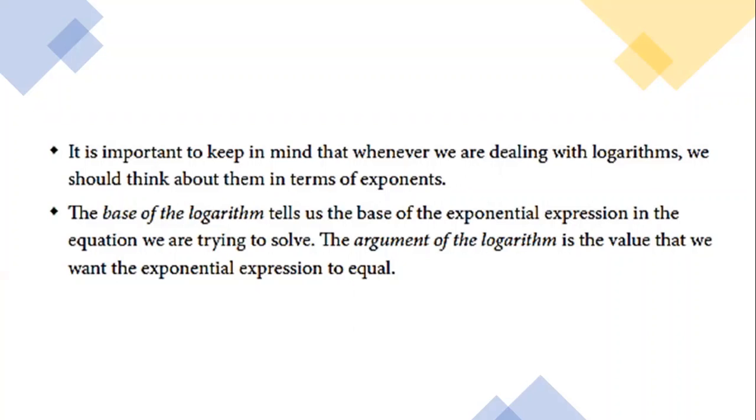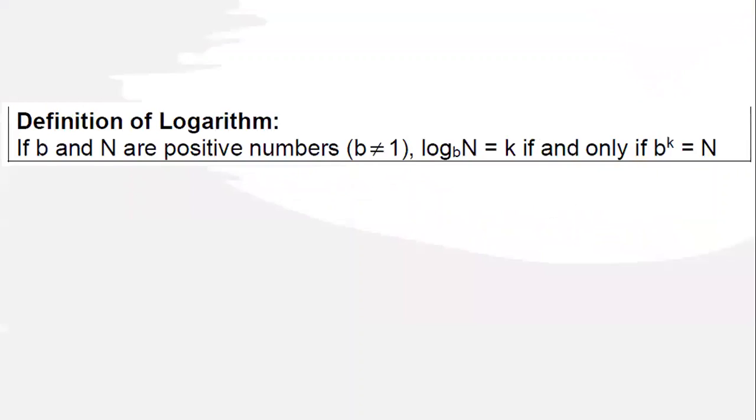The base of the log is the same base as the exponential. I don't know if y'all noticed that. When we canceled them out, the bases have to be the same, right? Because that's their connection to each other. That's because they are inverse relationships, which we'll learn more about starting tomorrow. The argument of the logarithm is the value that we want the exponential expression to equal. So that's what this underneath is telling you.